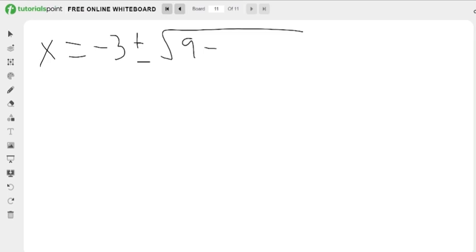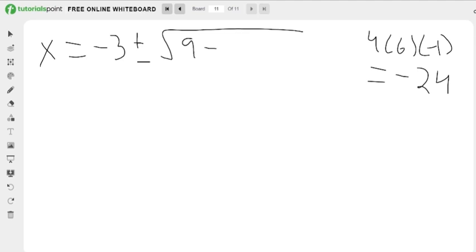So in our 4AC, we had 4 times 6 times negative 1. And so when we multiplied these three constants out, 4 times 6 is 24, and 24 times negative 1 is just negative 24. So when we multiply this, we got negative 24.